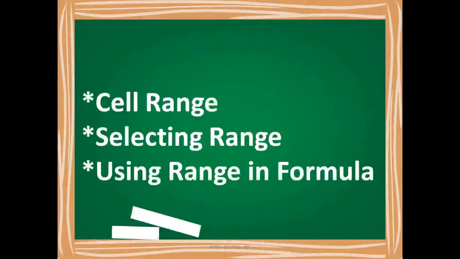Okay, next, cell range. We will see selecting a range and how to use that range in a formula. First we'll see what a cell range is. A range is a group of contiguous cells, meaning adjacent cells continuously from the beginning cell to the last cell. When you drag, it forms a range. That is the definition. A range is a group of contiguous cells which form the shape of a rectangle. I'll show you practically, then you will understand easily.